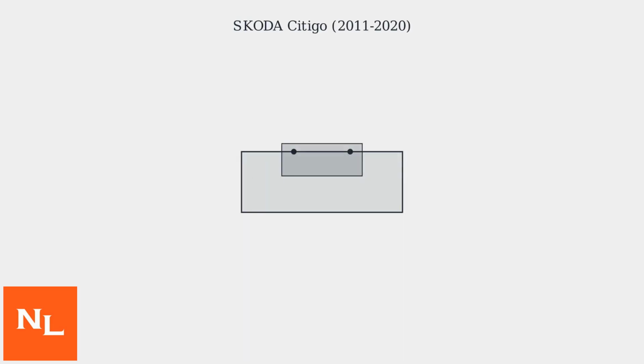The SKODA Citigo from 2011 to 2020 features a rear window washer system, often called rear sprinklers. This system sprays washer fluid onto the rear windshield to clear dirt and debris. This video explains how to enable or disable this system. Note that while the system is standard on most models, availability can vary by trim level.